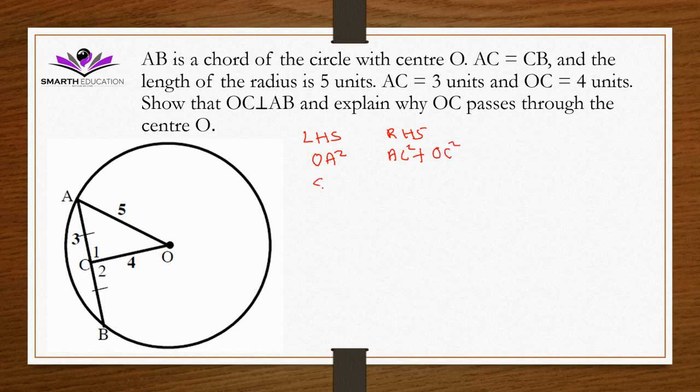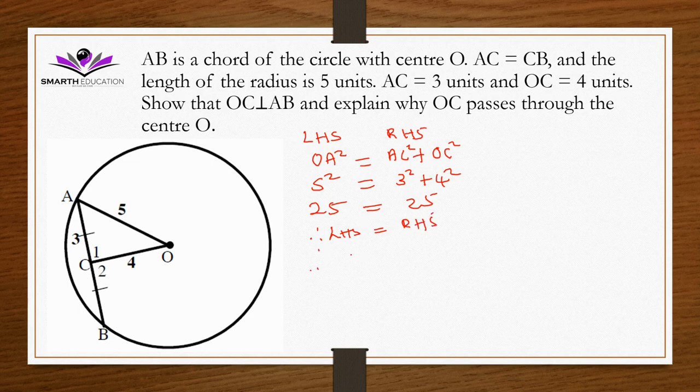Right, now we have 5 squared here, and then we have 3 squared this side plus 4 squared here. And then this is 25, this is 25. So we prove that the right hand side is equal to the left hand side. So therefore, left hand side is equal to right hand side. So we prove that this is a right angle triangle.